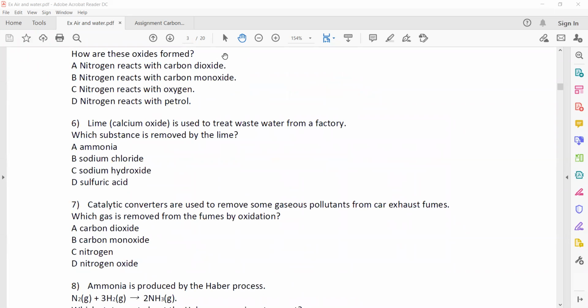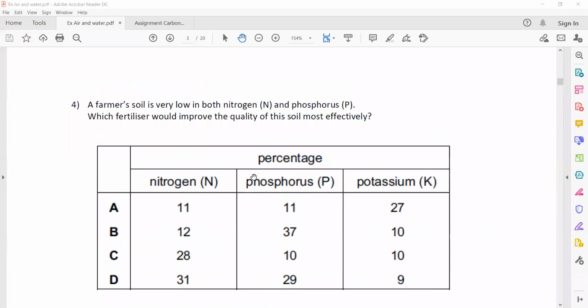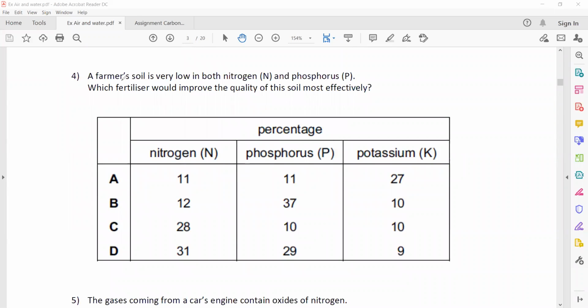Then question 6. Lime or calcium oxide is used to treat. In question number 4, they're asking the farmer soil is very low in both nitrogen and phosphorus, means a small amount of each is there. So which fertilizer would improve the quality of the soil most effectively? Because we want to increase the amount of nitrogen and phosphorus, you have to check which fertilizer contains greater percentage of these elements.